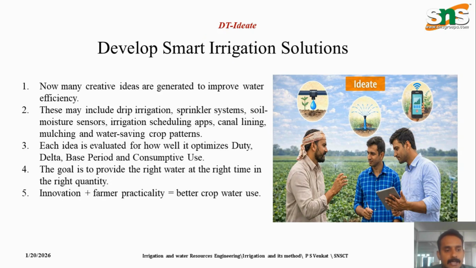The next stage is the ideate stage. In this stage, engineers generate possible solutions. Some smart irrigation solutions include improving irrigation scheduling, use of drip and sprinkler irrigation systems, adopting water saving crop patterns, and using soil moisture sensors. Each solution is evaluated based on how well it improves the duty, controls delta, matches base period and reduces water wastage.